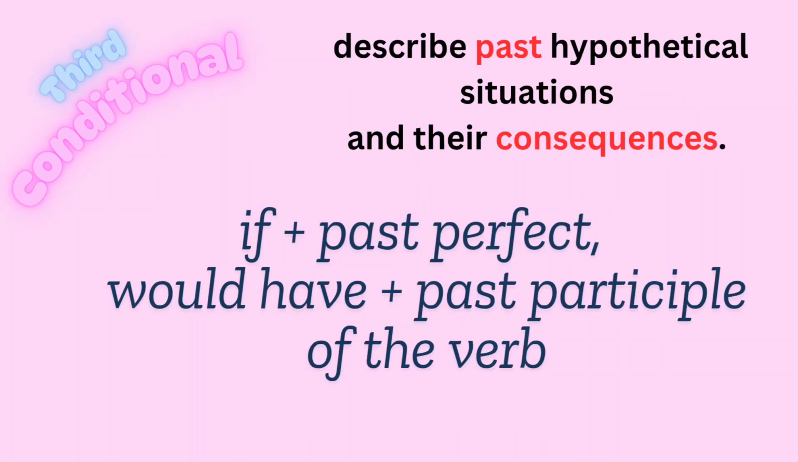How about third conditional? Third conditional is used to describe past hypothetical situations and their consequences. About the structure, we have if plus past perfect, and then we have would have plus past participle. For example, if I had studied harder, I would have passed the exam. This tense is perfect for talking about past regrets or what-if scenarios.